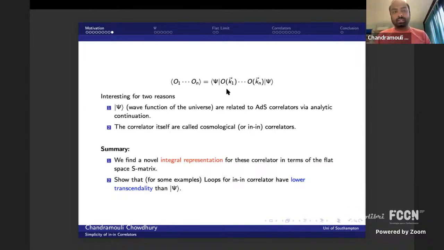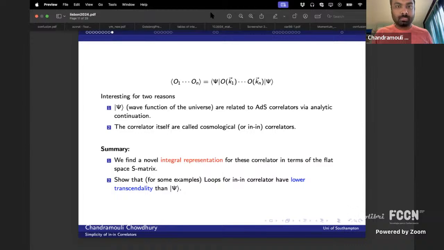And the second point is that I'll give you some explicit examples for certain loop integrals. What I'll argue is that the loop integral for the in-in correlator has lower transcendentality than the wave function. And if you like, the statement can be recast as saying that loop integrals in de Sitter seem to have lower transcendentality than loop integrals in AdS. So this would be a broad summary of the result of the talk. Okay, are there any questions at this point?